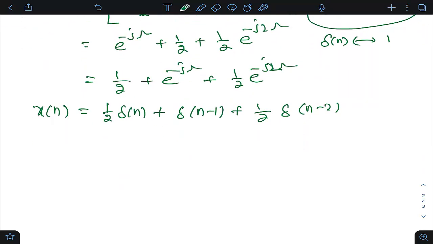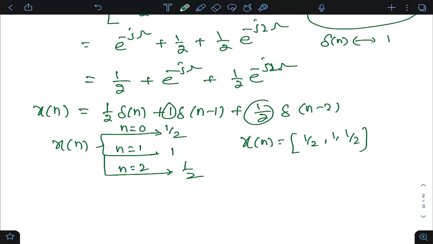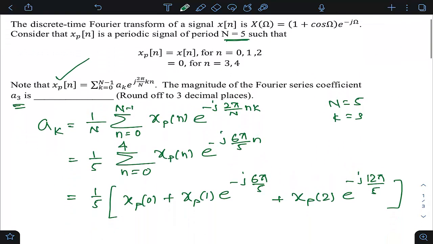So what this is actually telling you is that x of n, at n equal to 0, is half. When n equals 1, it is 1, because this amplitude is 1. And when n equals 2, its value is half. So the x of n description is half, 1 and half. This was the data we needed in this case. So xp of n equals x of n for n equal to 0, 1, 2. So the xp of n description is x of 0, x of 1, x of 2.